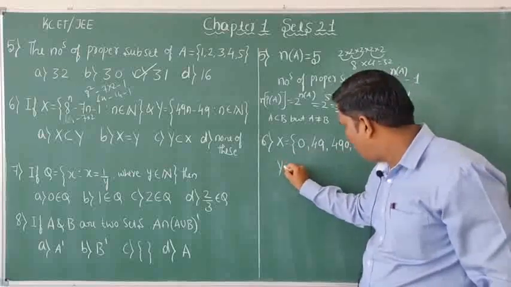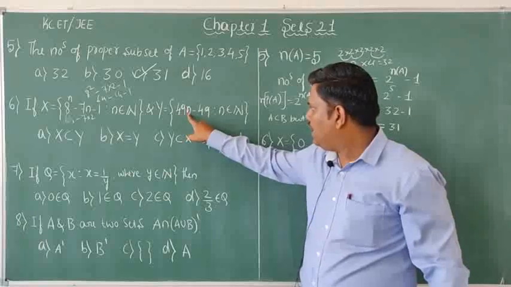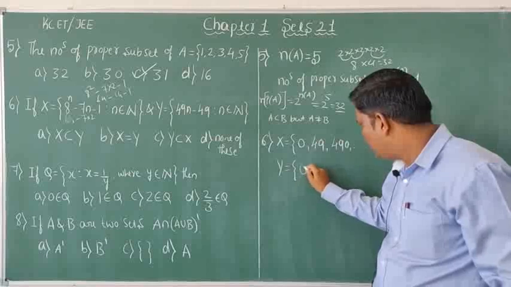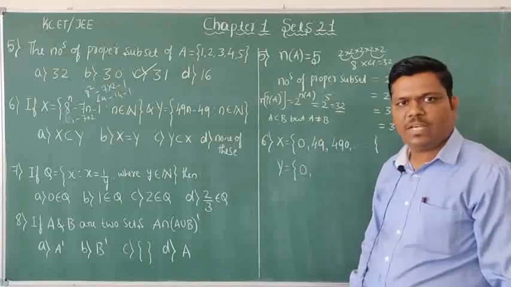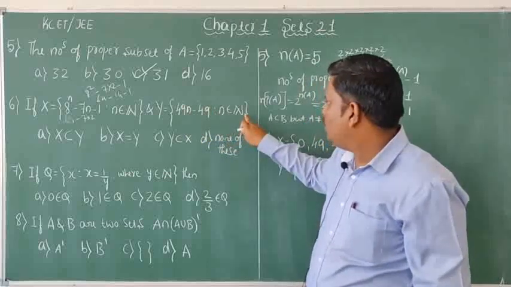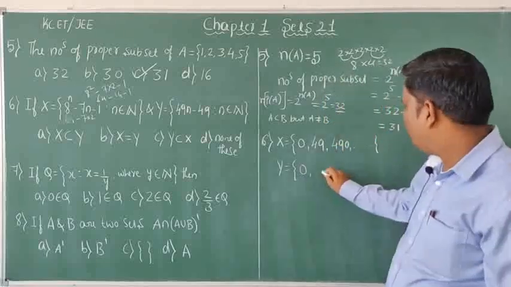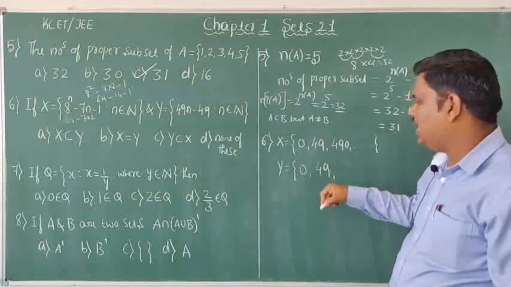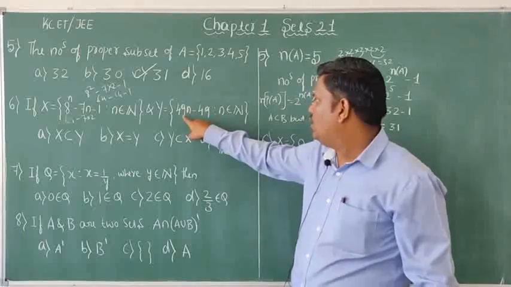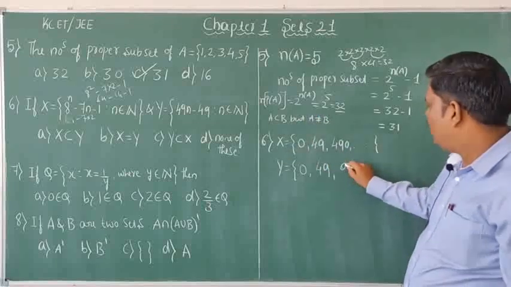Similarly, set y. Put n is equal to 1. What happened? 49n minus 49, 49 minus 49. We get 0. Correct? Next, 49n, n belongs to natural numbers. Put n is equal to 2. What happened? We get 49, because 49 into 2 minus 49. Next substitute n is equal to 3. We get 98.